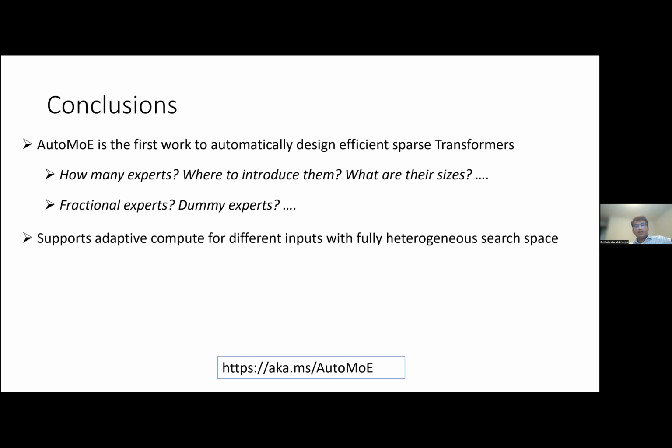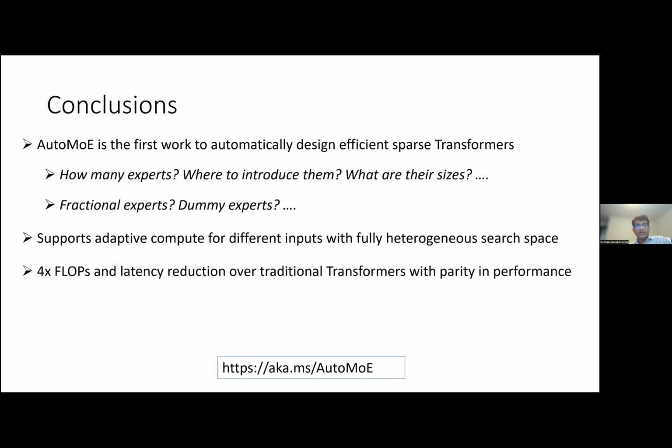So AutoMoE supports adaptive computation. With adaptive computation, I have a variable amount of computation for different parts of the input, which is largely given by the variable size of the experts in the different layers, and also supported by our fully heterogeneous search space. Finally, if you look at the overall result, we have 4x flops reduction and latency reduction over the traditional transformers, both big and the MoE variants. We have parity with the dense variant. We have 1 point regression on average with the sparse switch transformer in general.